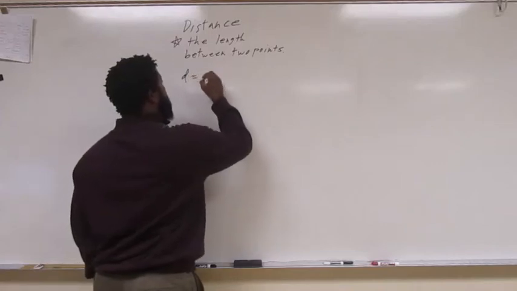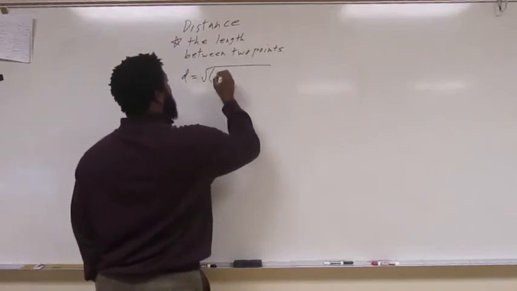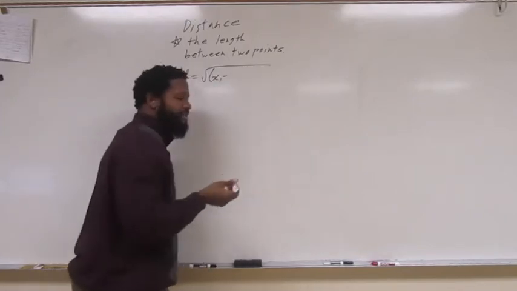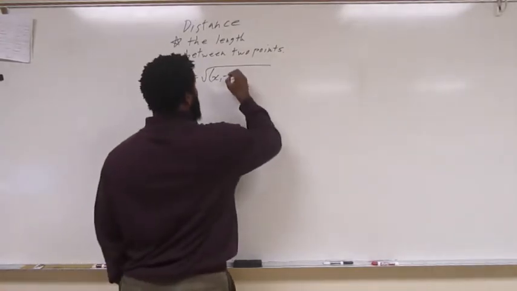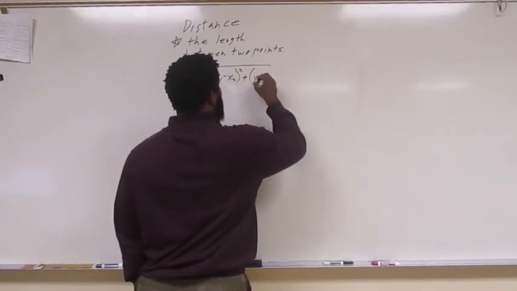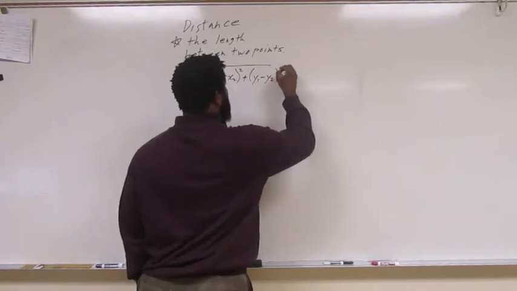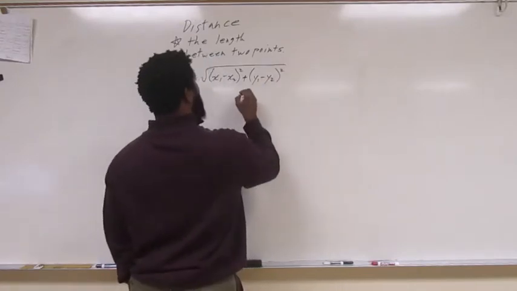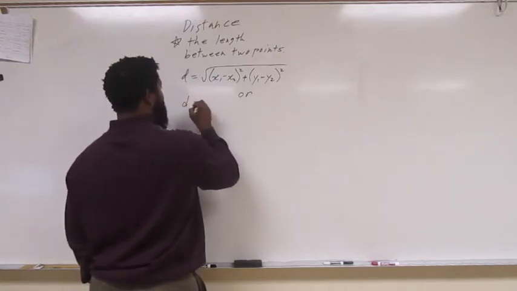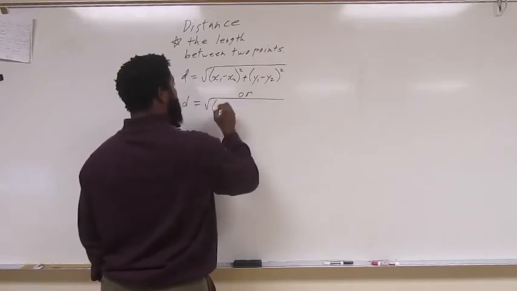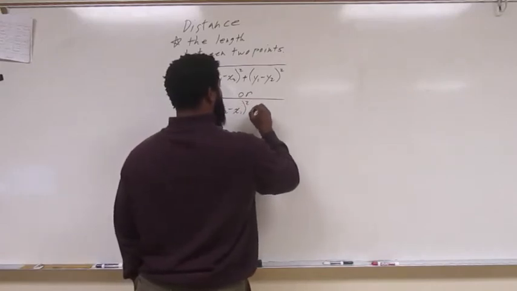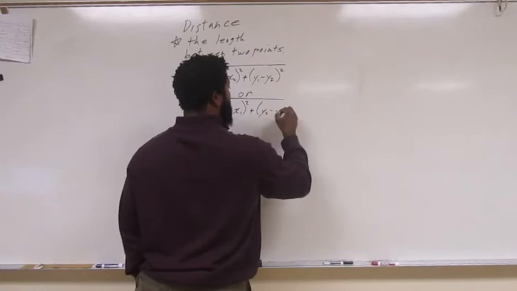d is equal to the square root of x1 minus, or you can start with x1, you can start with x2, it doesn't matter. x1 minus x2 squared plus y1 minus y2 squared. Okay? Or you can write it out as, because the d is equal to both, it doesn't matter. Square root of x2 minus x1 squared plus y2 minus y1 squared.